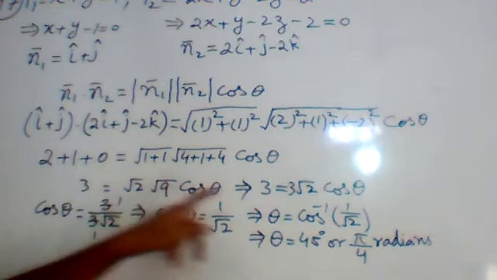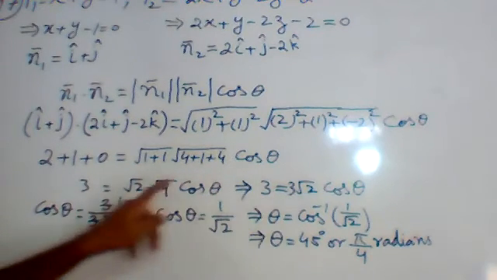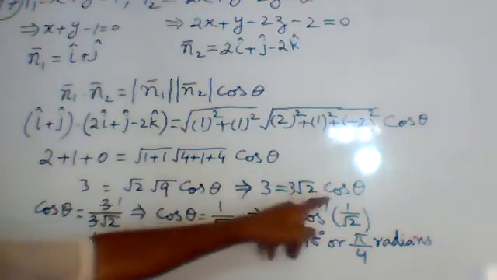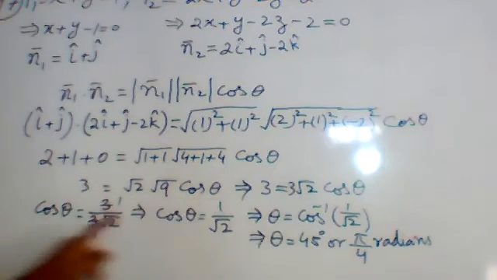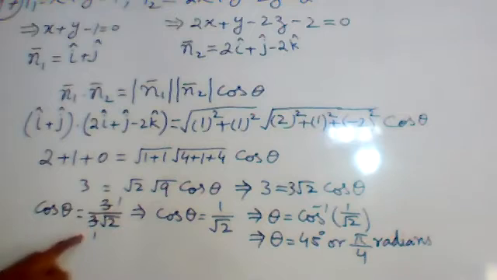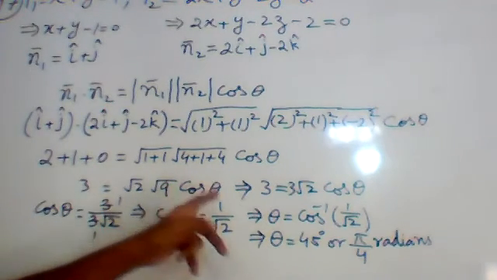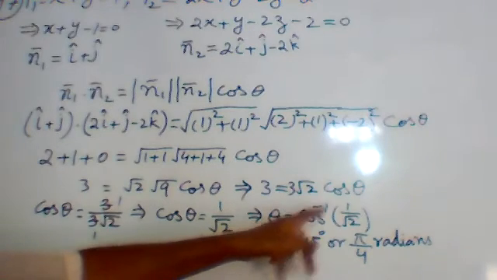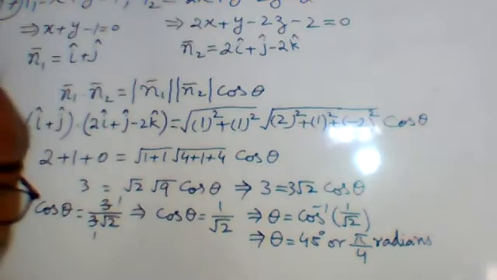So 3 is equal to under root 2 into under root 9, which will be 3, into cos of theta. Now cos of theta will become 3 divided by 3 under root 2. 3 is cancelled by 3, so cos theta is equal to 1 upon root 2. Cos will be shifted to the other side. Theta will be equal to cos inverse 1 upon root 2. So cos inverse 1 upon root 2, the answer is 45 degrees or pi by 4.